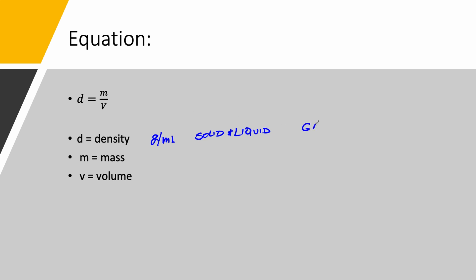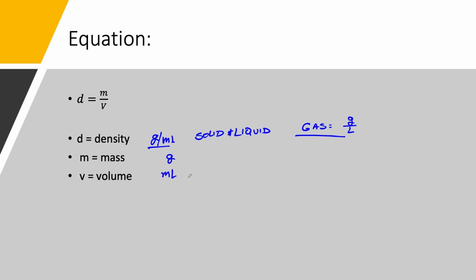Now for gases, it's grams over liters. Because the density is so small, this is a better way to list the units of gases, the density of gases. So be careful. If we're doing a solid or liquid, we're in grams per milliliter. If we're using gases, it's grams per liter. So mass has to be in grams. Volume has to be in milliliters.